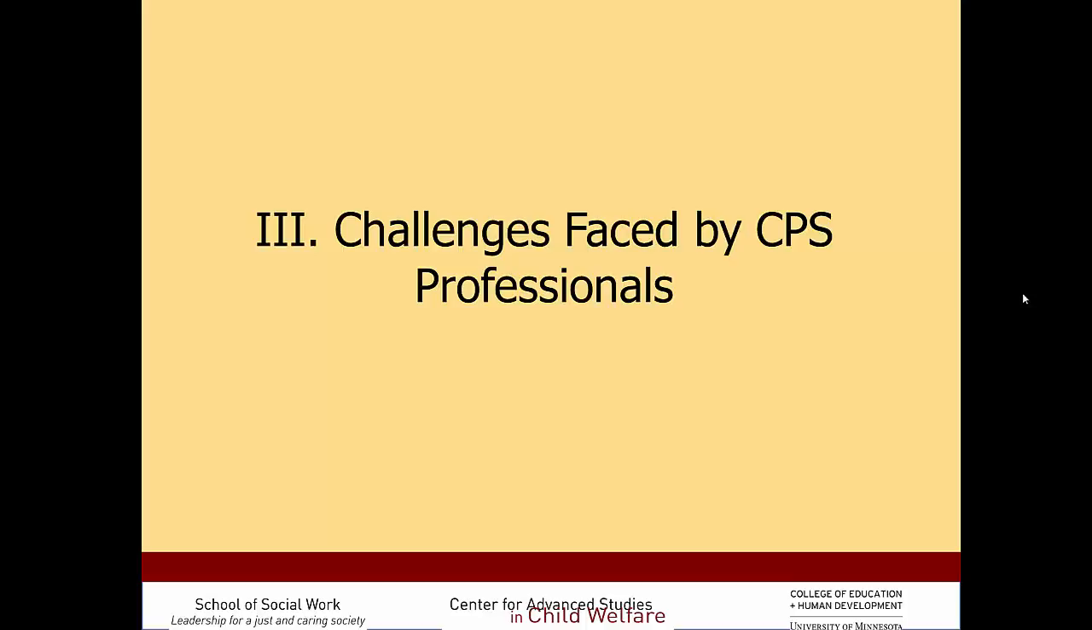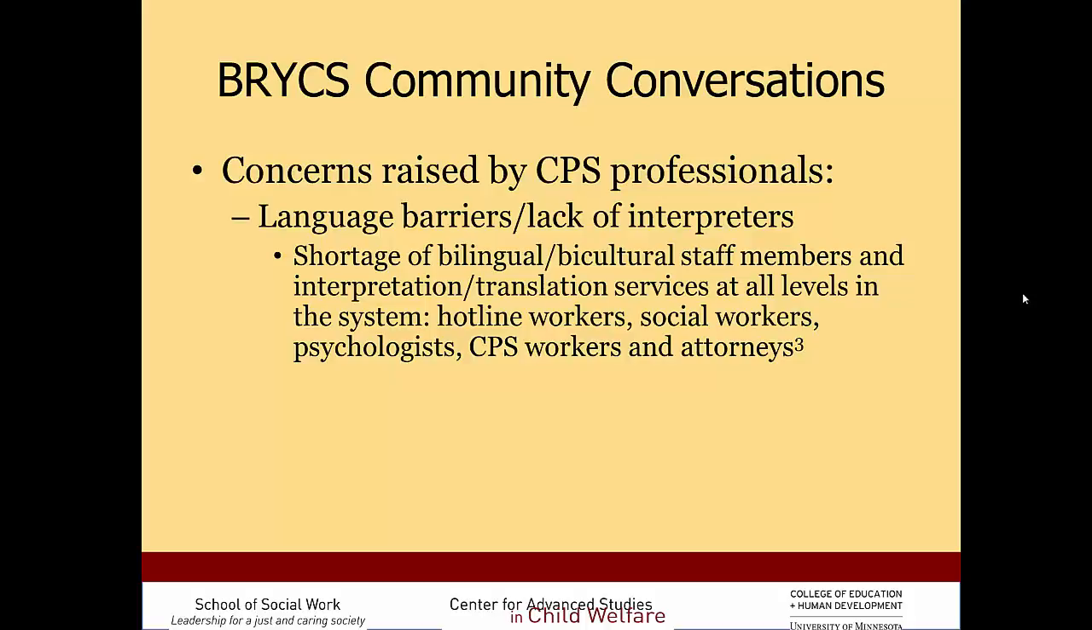This section describes common challenges that are faced by child welfare professionals in working with refugee families. Bridging Refugee Youth and Children's Services, or BRYCS, held community conversations with child welfare professionals who raised the following concerns. First, they expressed challenges related to a shortage of bilingual, bicultural staff members and interpretation and translation services at all levels in the system, including hotline workers, social workers, psychologists, child welfare workers, and attorneys.